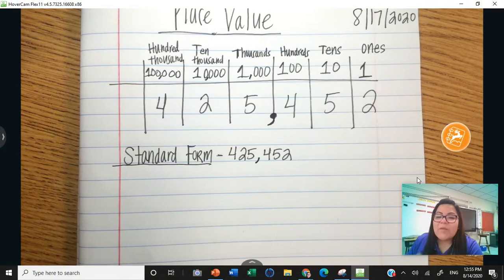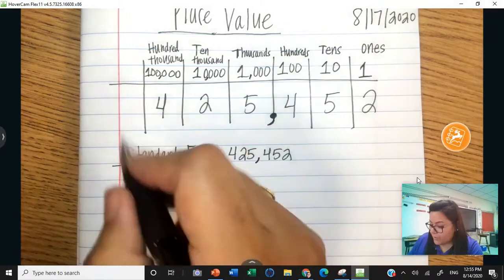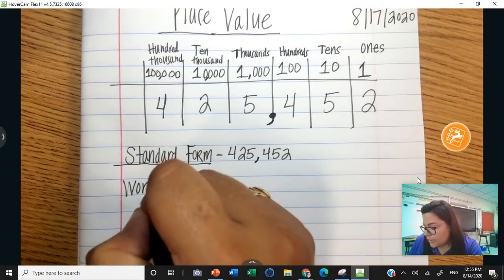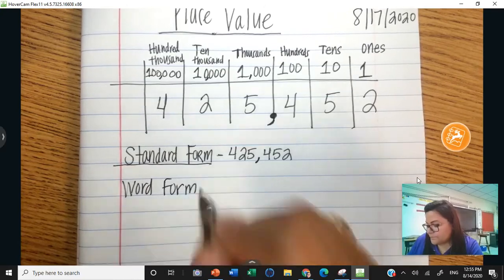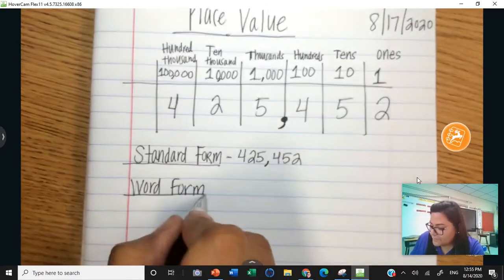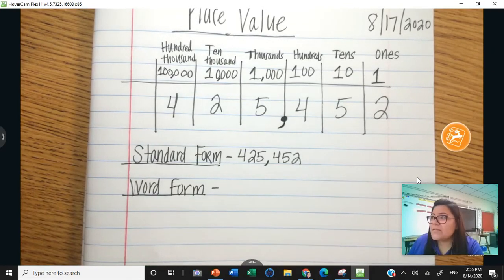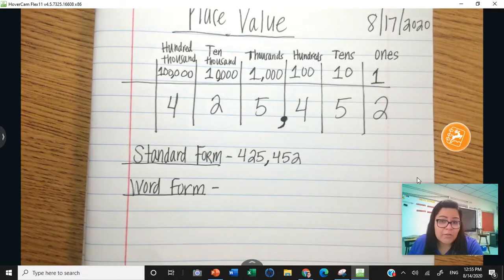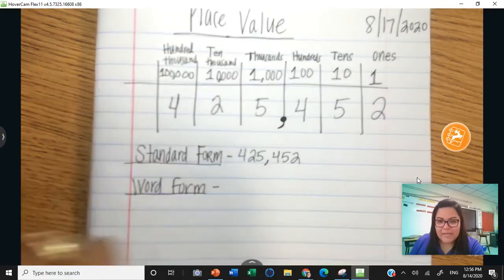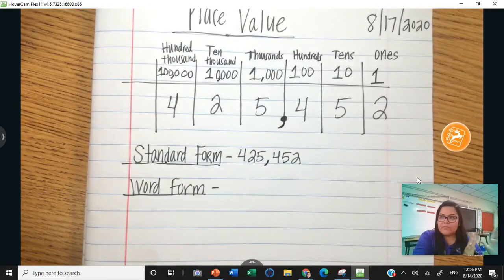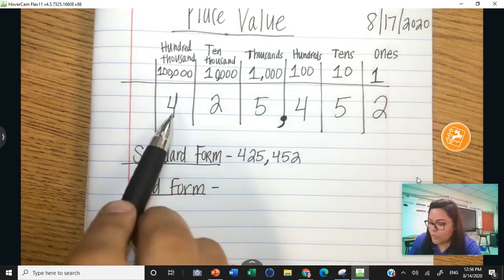The next representation we have is called word form. I'm going to write it down and underline that. Are you ready? This one's a little hard because it's tricky, because you have to know how to spell numbers. So you have to practice writing down huge numbers like these. When we start saying a number, we always start with the highest place value, the place value all the way to the left. So we're going to start here.